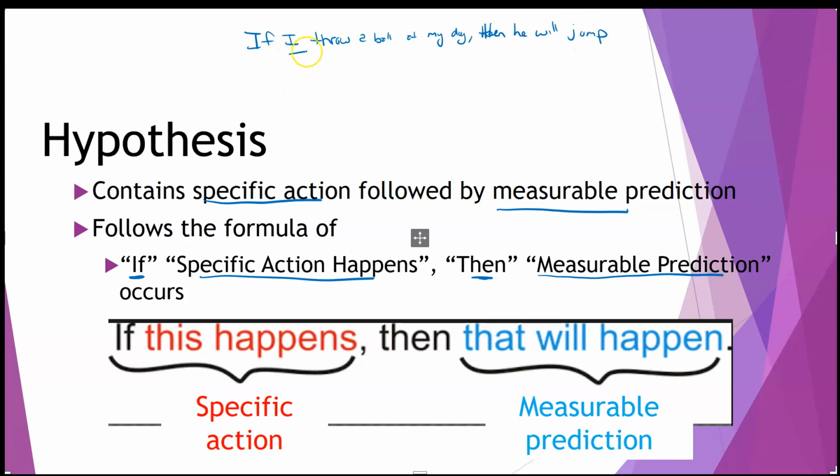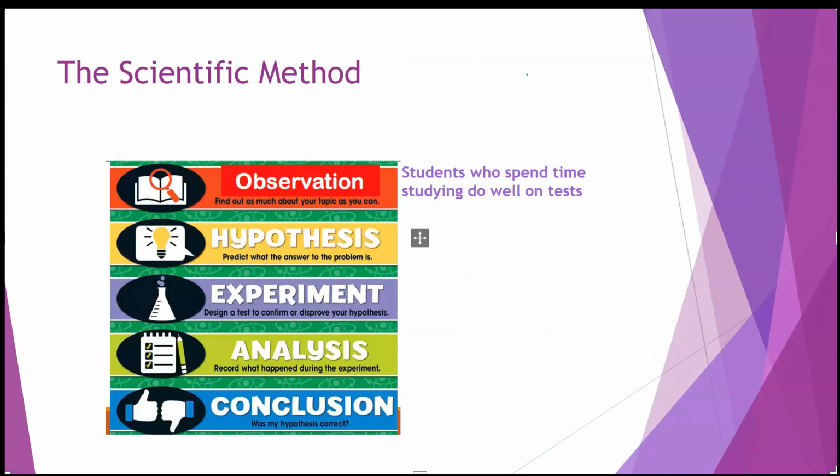Now, can I throw a ball at my dog? Yes, that's something I can specifically do. You can see me throw a ball at my dog. Measurable. Then he jumps. Is there a way to see if something jumps? Yeah. If this is the dog, sorry dog, I'm drawing a bad picture of a dog, and this is the ground, I can see if the dog is jumping or not. I can measure if it jumped, right? Those are kind of things that we're looking for in a hypothesis.